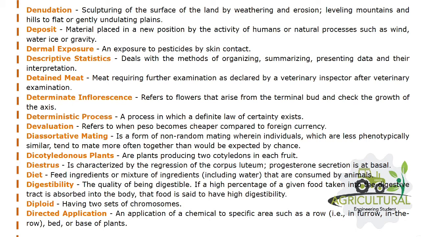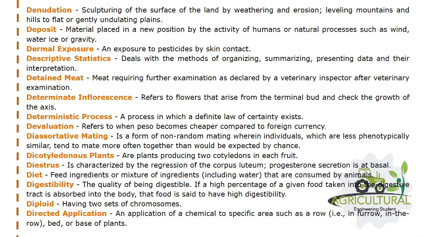Detained meat, meat requiring further examination as declared by a veterinary inspector after veterinary examination. Determinate inflorescence, refers to flowers that arise from the terminal bud and check the growth of the axis. Deterministic process, a process in which a definite law of certainty exists. Devaluation, refers to when peso becomes cheaper compared to foreign currency.